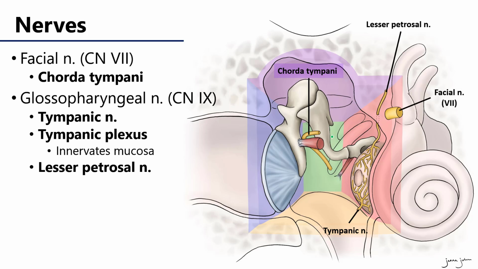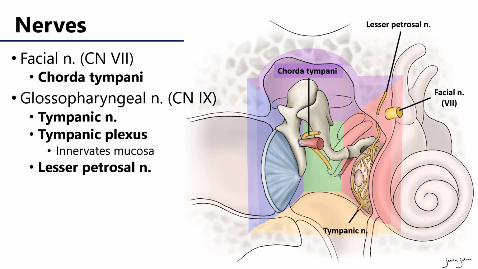So nerves which are traversing or moving through the middle ear. So let's start with branches of the facial nerve. There will be two. One, the nerve to stapedius, as we have already discussed, but the one that will be visible to the naked eye is chorda tympani.